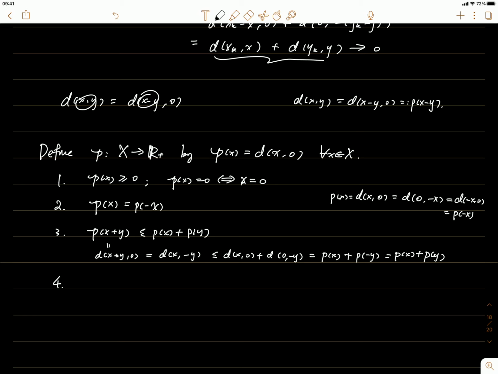Okay, the fourth one is that if p of xk goes to 0 as k goes to infinity, this implies that p of a times xk goes to 0 as well.